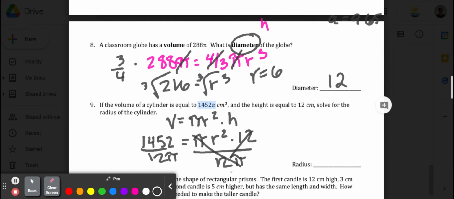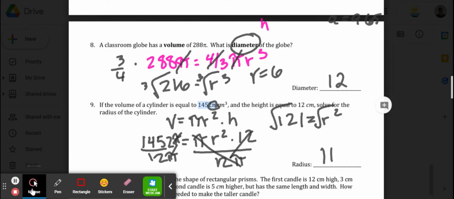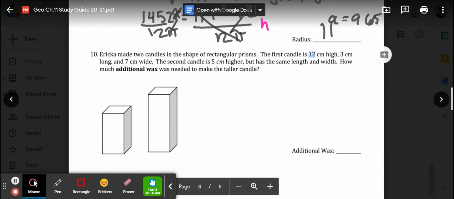Sometimes in your calculator, it's easier to do it in 2 steps, like divide by 12, which gives you 121, and then divide by 3.14. Oh, that has a pi in it. I apologize. So the pi just cancels. Yeah, we're solid. So I get 121 equals r squared, and then you just square root it, which is 11. Sorry, did not see that there was a pi in the answer. That makes life much easier.